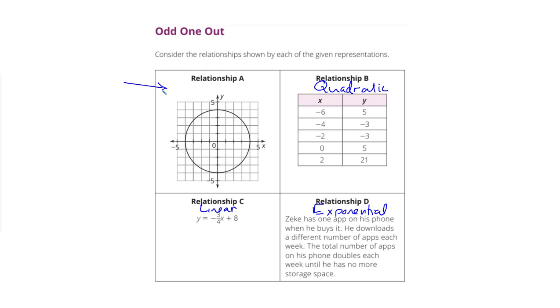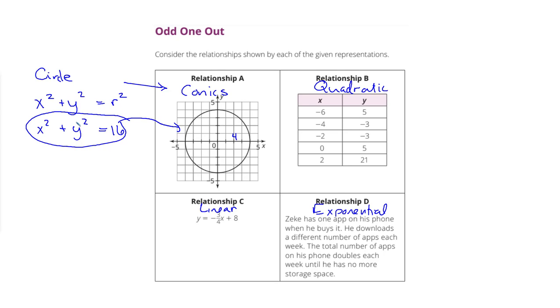The special name for A is the conics. And it is more specifically a circle. And the way you write the formula for a circle is x squared plus y squared equals your radius squared when the circle is at the origin. And so in our case, our radius is 4, so 4 squared is 16. So this would be the equation for that conic.